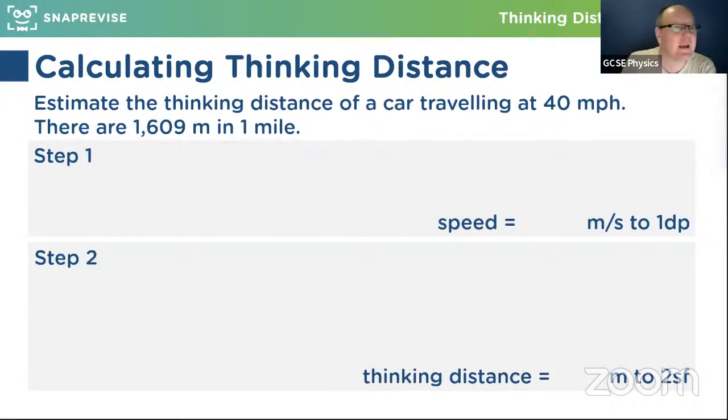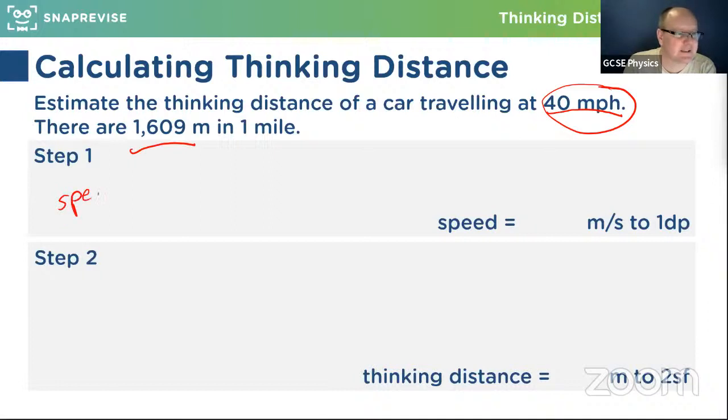Yeah. So let's look at calculating thinking distance. We're asked here to estimate the thinking distance of a car traveling at 40 miles an hour. And there are 1,609 meters in a mile. So we've got a little bit of calculation to do here. Miles per hour is not a standard unit, it's not an SI unit. So step one is to convert the speed into meters per second.